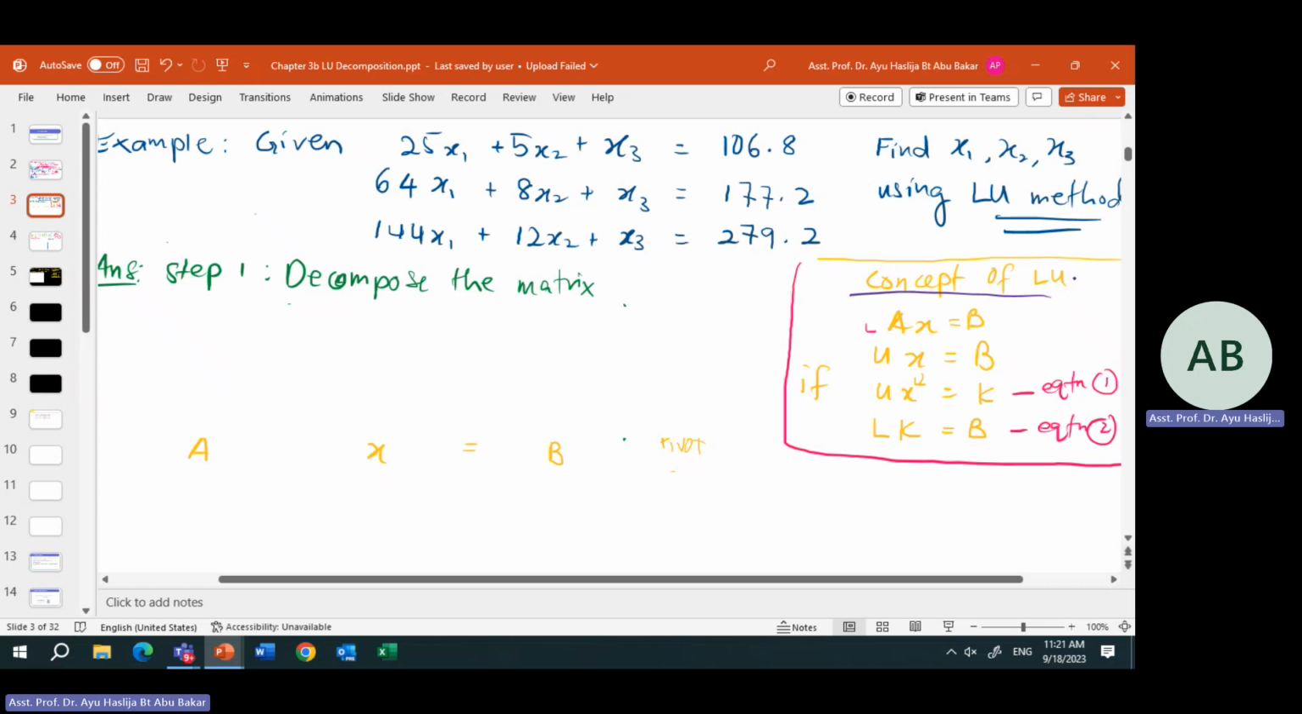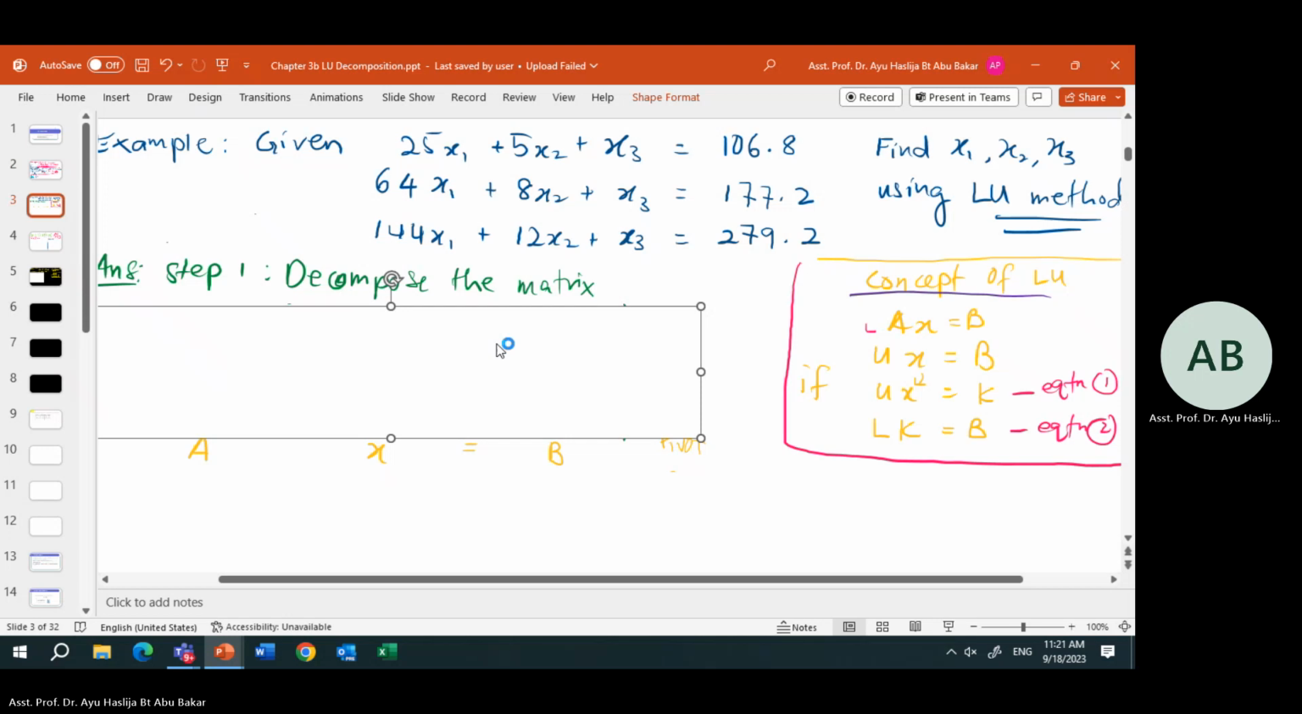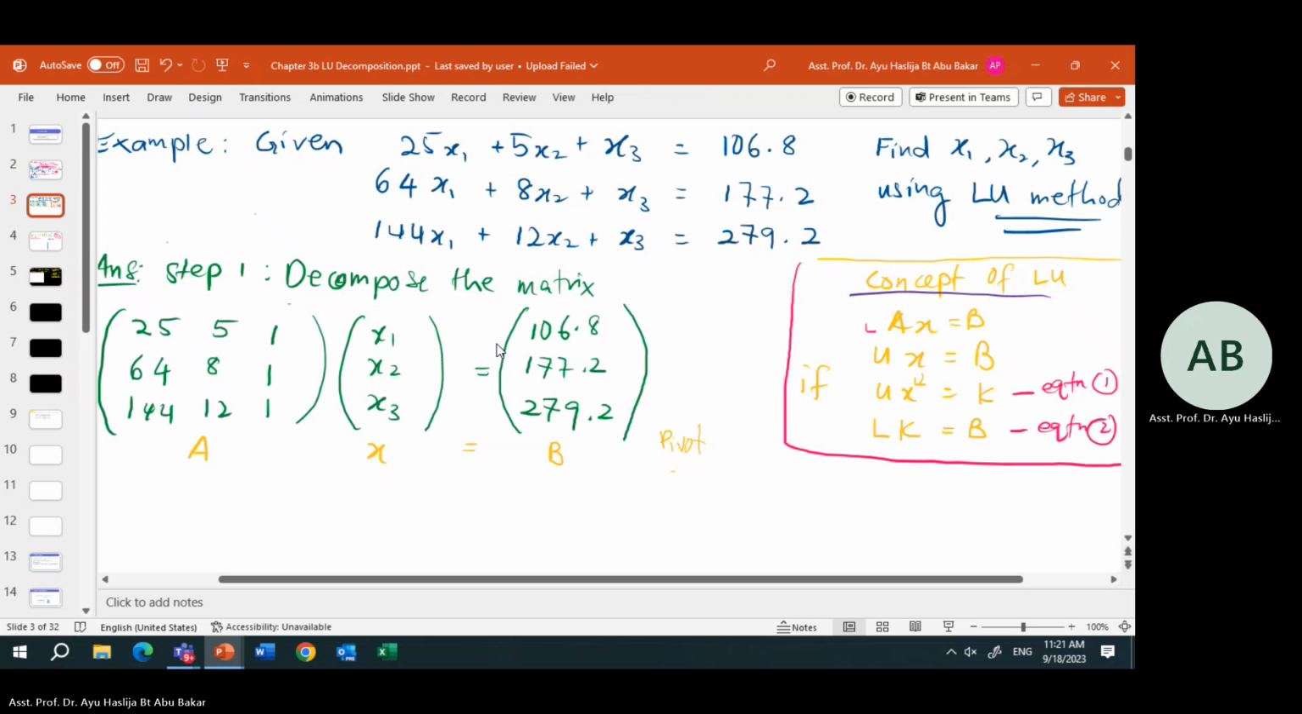The concept of LU is A multiplied by X equals B. A here is matrix A, multiplied by matrix X, equals matrix B. So from the equation given here, this is the A. Rearrange them into matrix form. This is matrix A, X, and B.